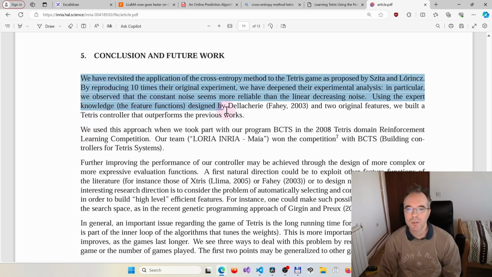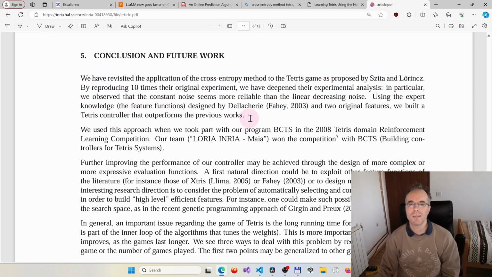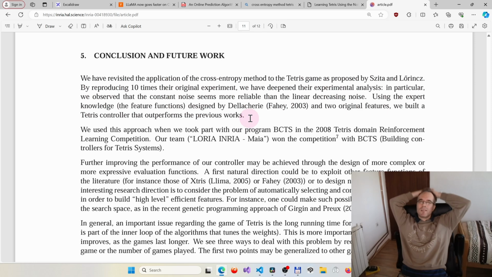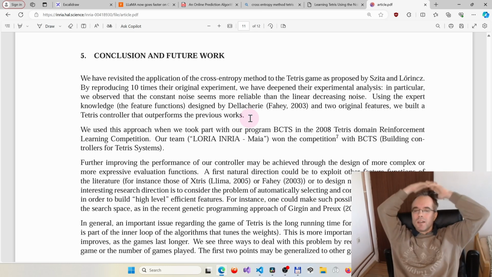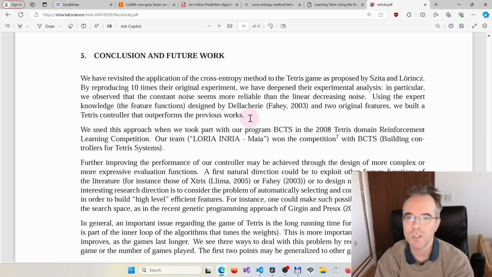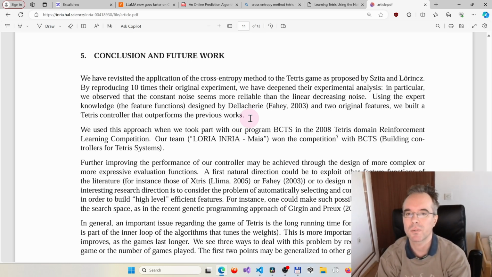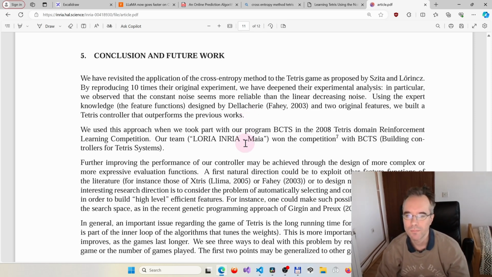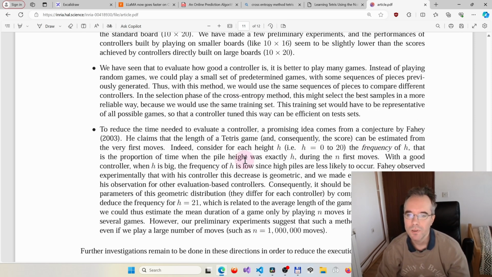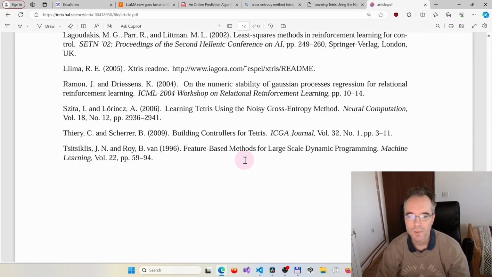The stuff in this paper uses expert features, but the interesting thing is that we'll actually be using the algorithm in our own work for actually designing such features. Okay, there's nothing more in this paper.